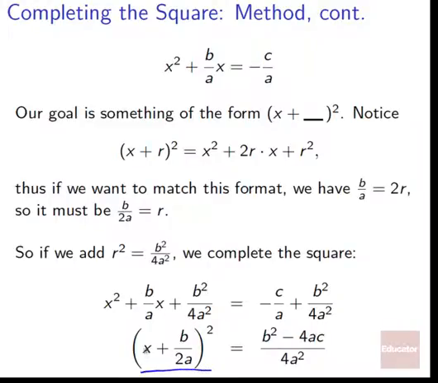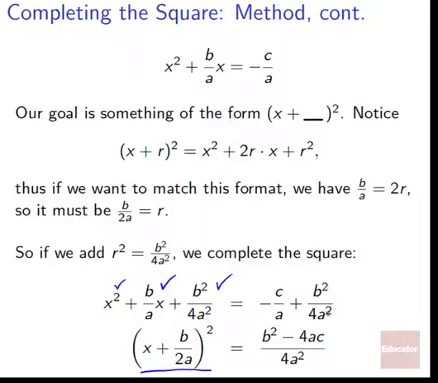Check that out real quick. x times x becomes x squared. Great. x plus b over 2a, x times b over 2a becomes b over 2a times x, plus, it'll happen a second time, so b over 2a plus b over 2a becomes 2b over 2a, so just b over a, still times x. b over 2a times b over 2a becomes b squared over 2 times 2, 4, a times a squared. So b squared over 4a squared, great, checks out.